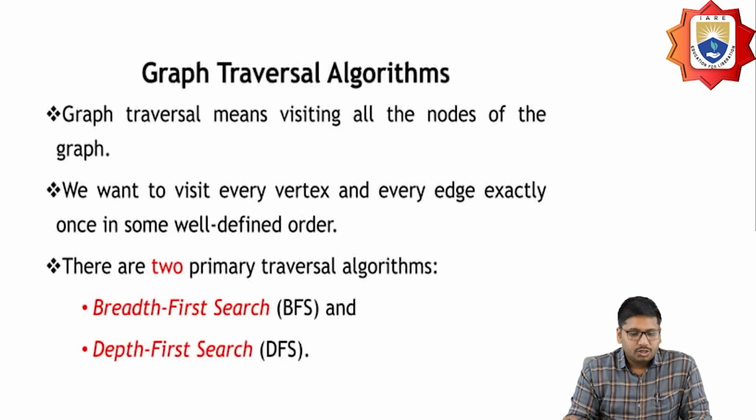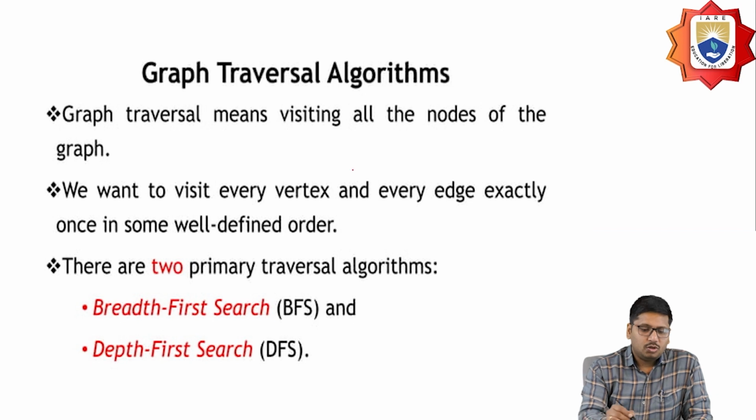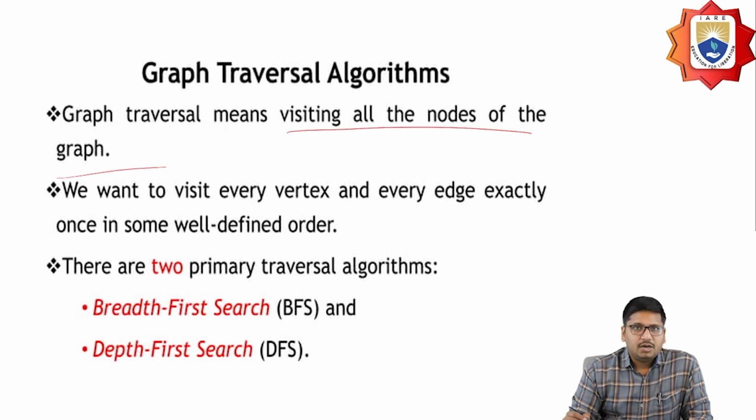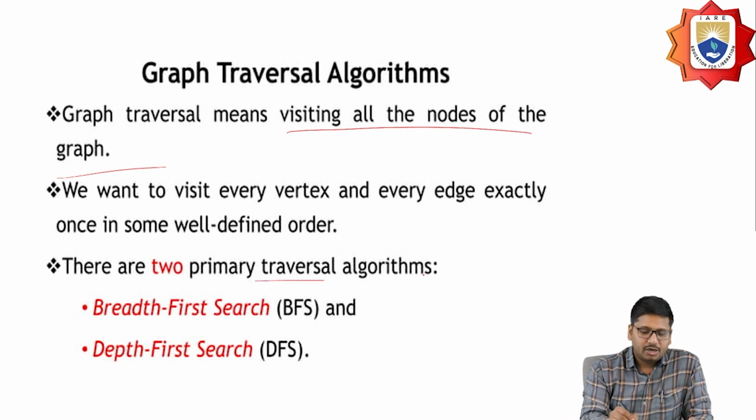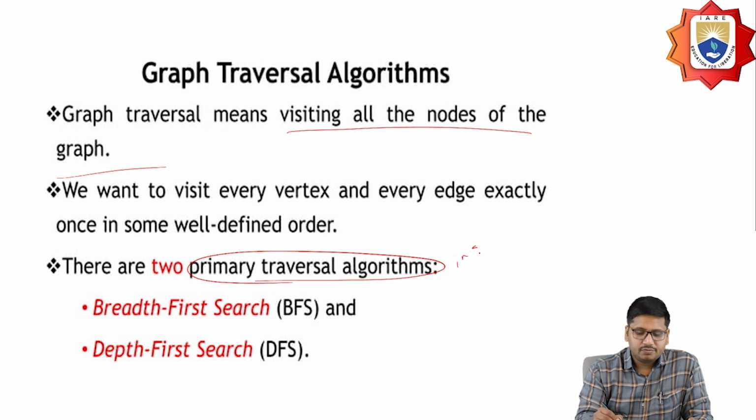Next we are going to discuss the graph traversal techniques. Graph traversal means visiting all the nodes of the graph. If we want to visit every vertex and every edge exactly once in some defined order, we follow two types of algorithms, breadth first search and depth first search. These are the two primary traversal algorithms in graphs. So what is breadth first search and depth first search?